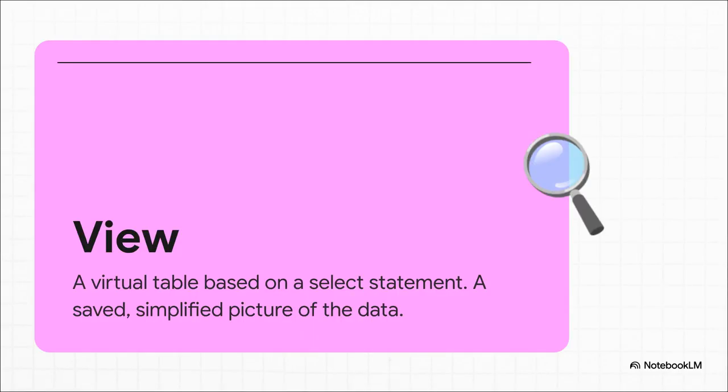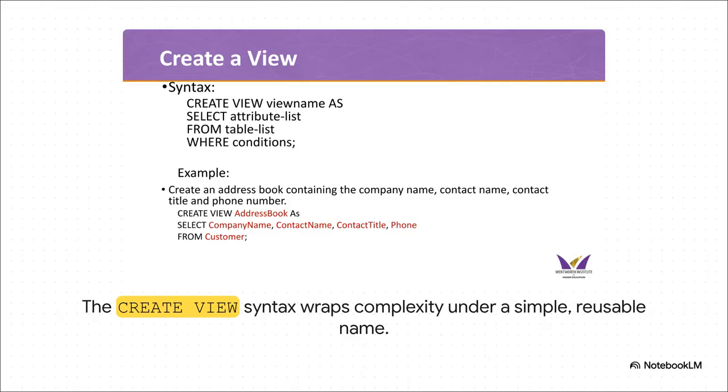The elegant solution to this mess is something called a view. And the perfect analogy for a view is a shortcut on your computer's desktop. That shortcut icon isn't the actual program, right? It's just a simple thing you click on to run all the complicated stuff behind the scenes. A view is exactly that. It's a saved select statement that you give a simple, easy-to-remember name. And here's how it works.